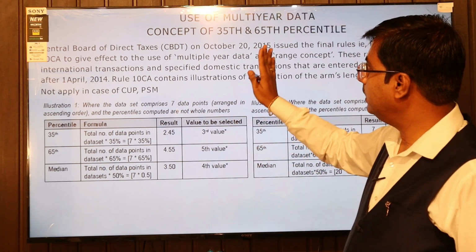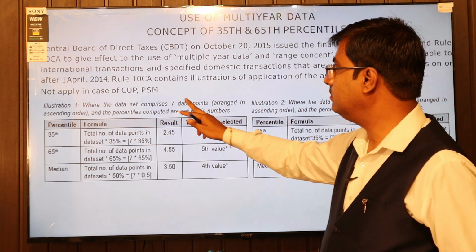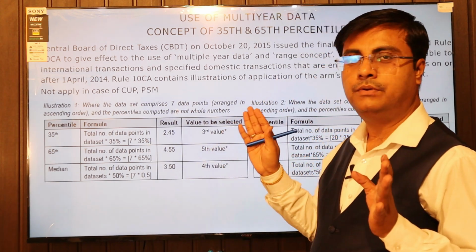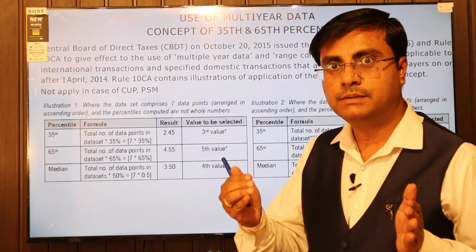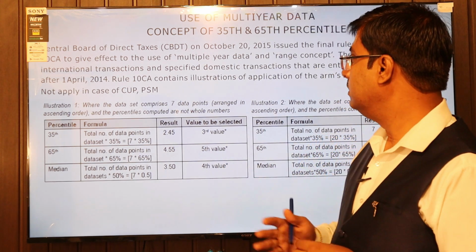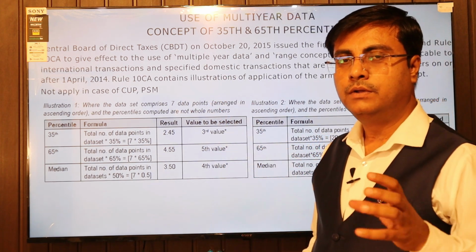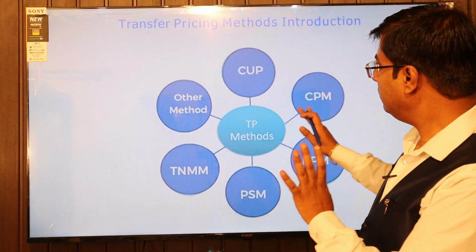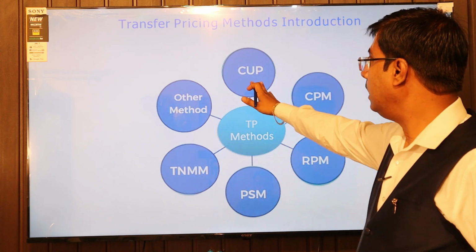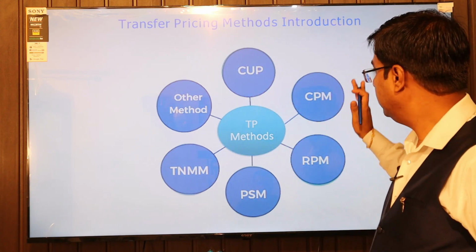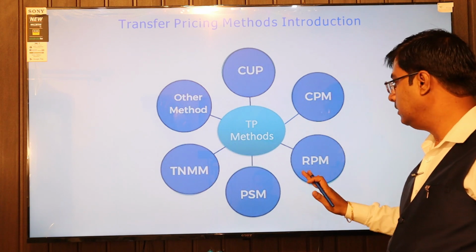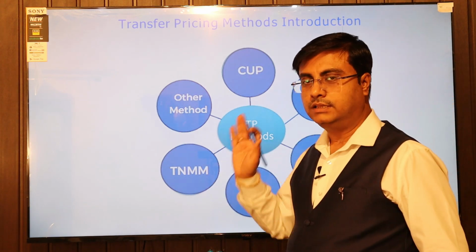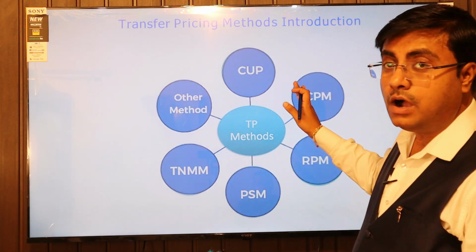This 35 percentile, 65 percentile is not applicable in case of CUP, PSM, because in CUP you look at similar characteristics of product. PSM is applicable where some intangible is involved. So these are the 6 methods: comparable uncontrolled price method, cost plus method, resale price method, profit split method, transactional net margin method, and other method.